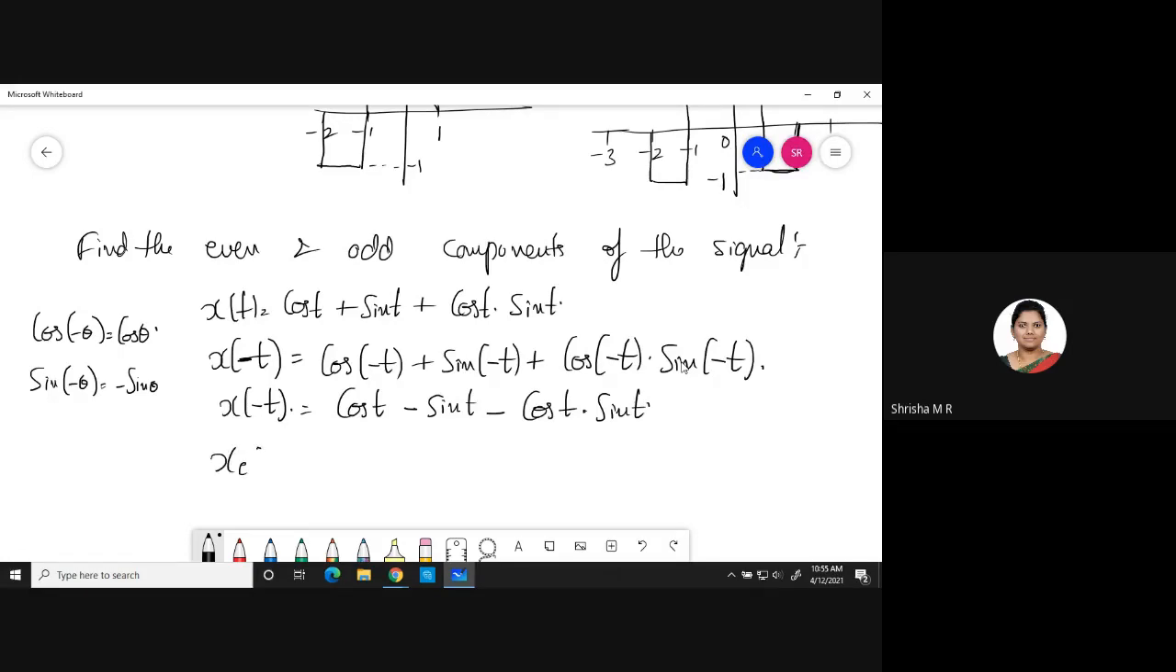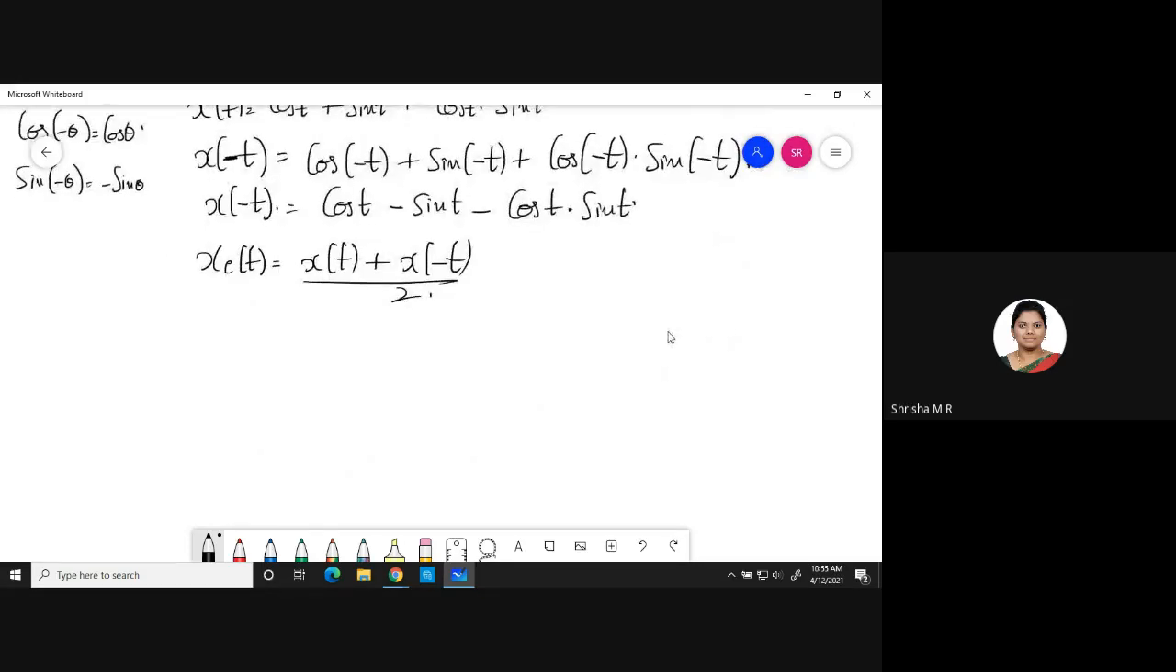Now what is the even part of x(t)? It is nothing but x of t plus x of minus t divided by 2. So this is x of t, this is x of minus t. We'll try to solve it. We shall see what we get.